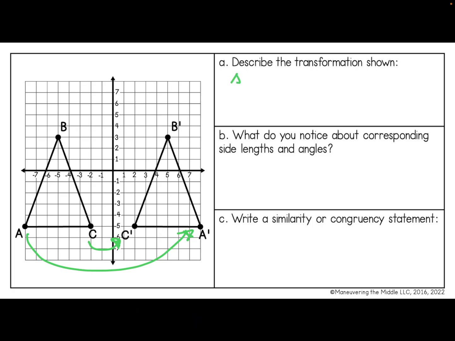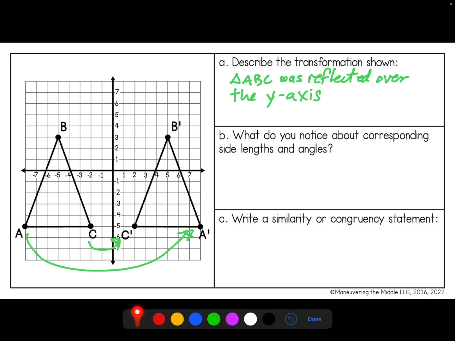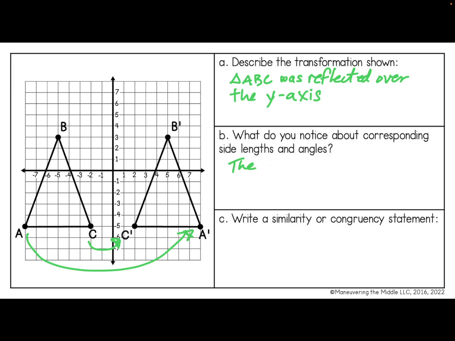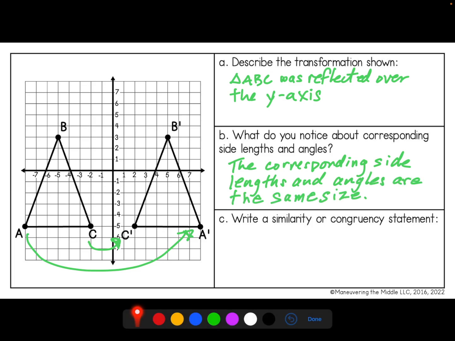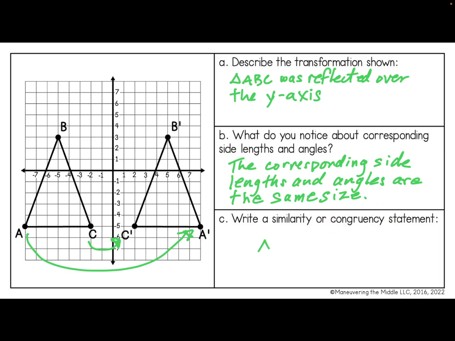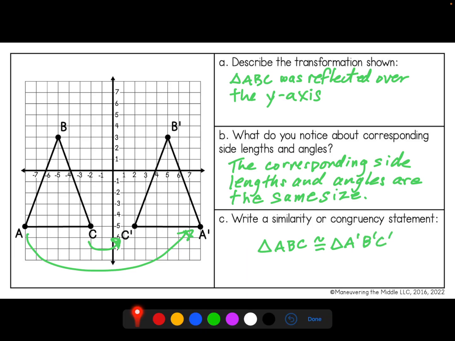So in conclusion, triangle ABC was reflected over the y-axis. What do we notice about the corresponding side lengths and angles? Because the figures are congruent, the corresponding side lengths and angles are the same. The same size. So again, reflections produce congruent figures. So triangle ABC is congruent to triangle A prime, B prime, C prime.